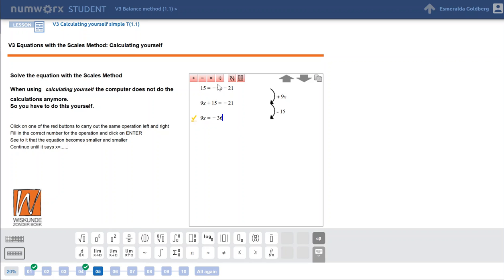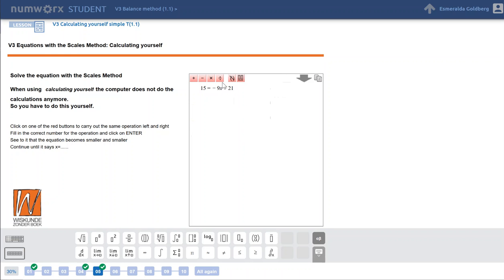Last step now, dividing by 9. That means x is the result of minus 36 divided by 9, and that is negative 4. Now, like I said, we could do this in two ways. So I will remove the answers, go back to the beginning, because you could also solve this equation the other way around. And by that I mean x's on the right hand side and regular numbers on the left hand side. It will give the same solution.